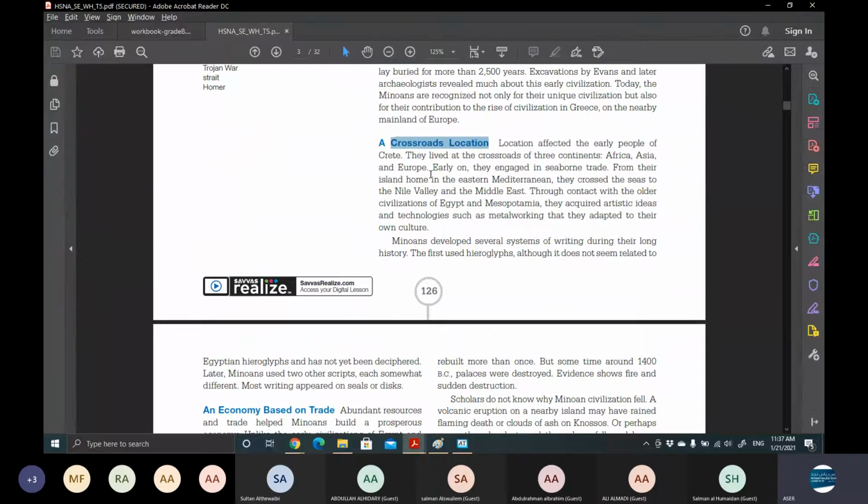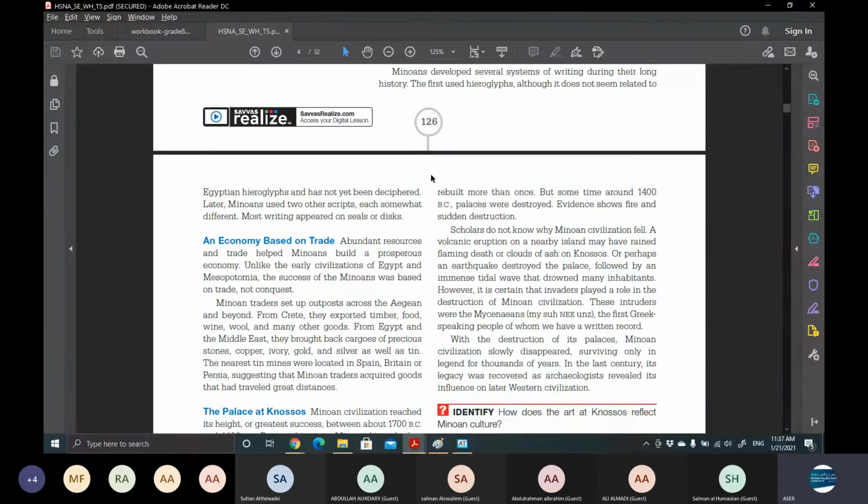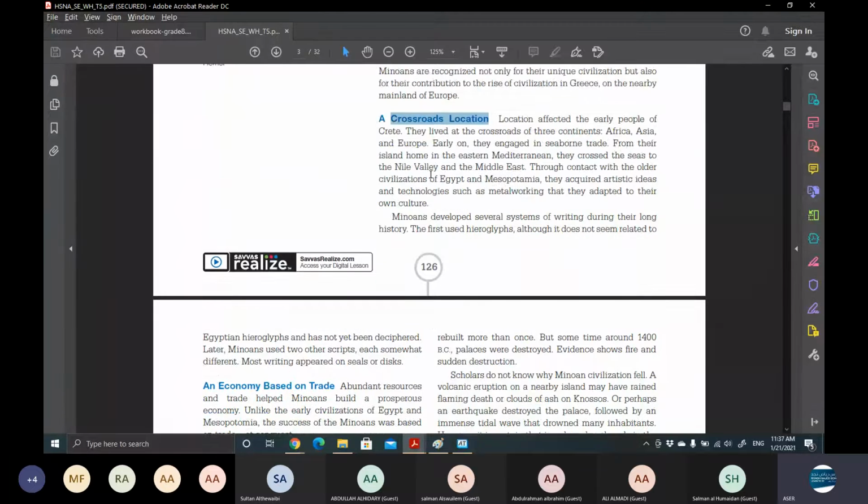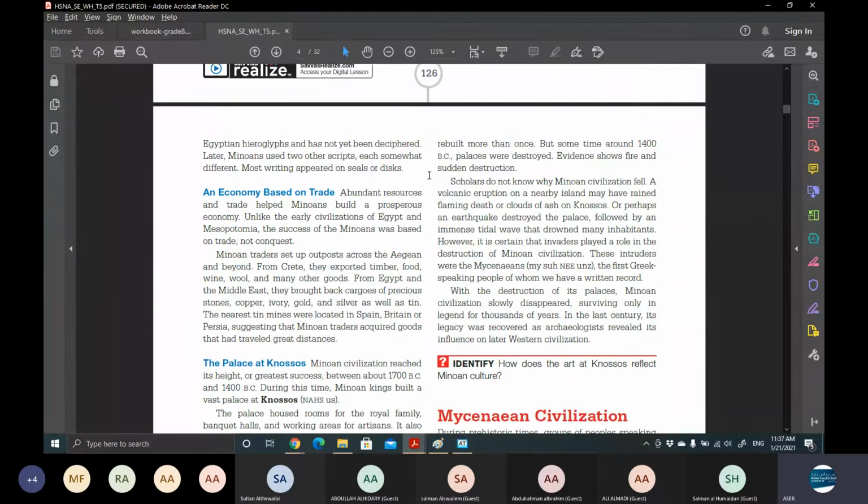They were located across three continents: Europe, Asia, and Africa. So they had access to the Eurasian Sea. By using the Eurasian Sea, they could trade with many civilizations, like the ancient Egyptian civilization and also the Mesopotamian civilization. Because of the location of the land, they could grow some excellent crops, the best in the world. So they traded these crops with the other civilizations, and they took back from Egypt precious materials like copper, ivory, gold, and silver.